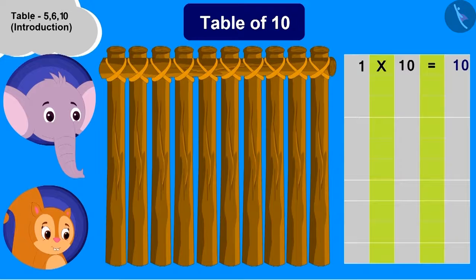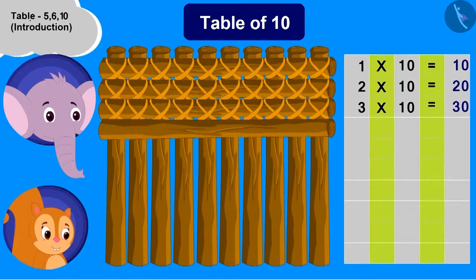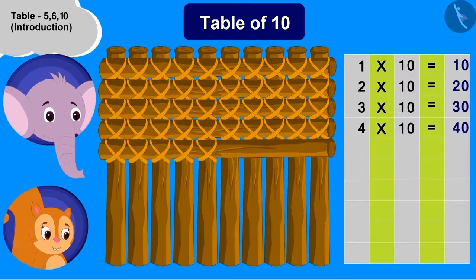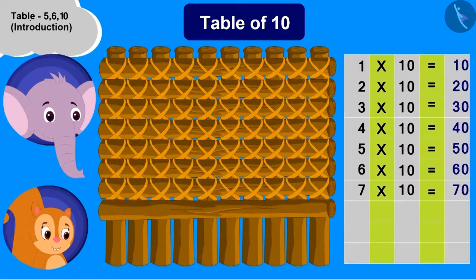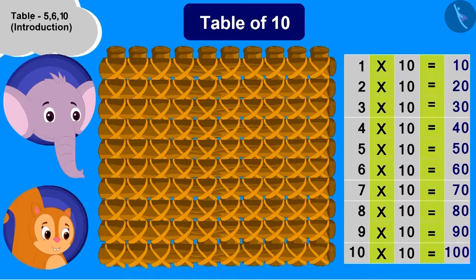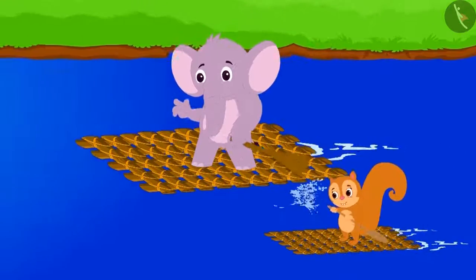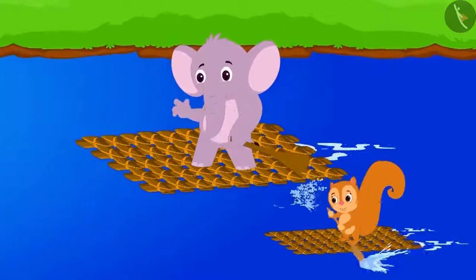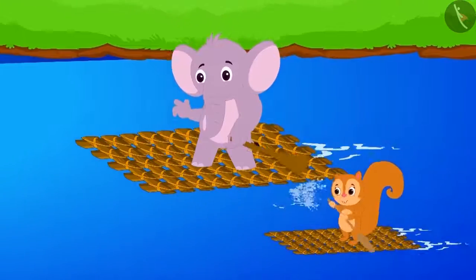We'll add 1 more wood piece. Now, 2 multiplied with 10 is 20. Chanda added wood pieces just like us and built the table of 10 like this. And Appu's boat is ready. Now Chanda and Appu both sailed their boats on the river and started for their homes humming the table of 10.